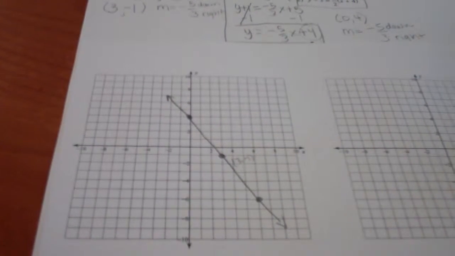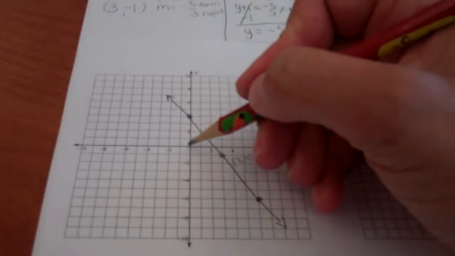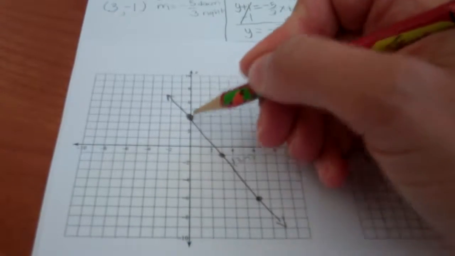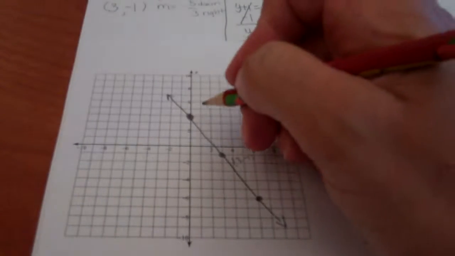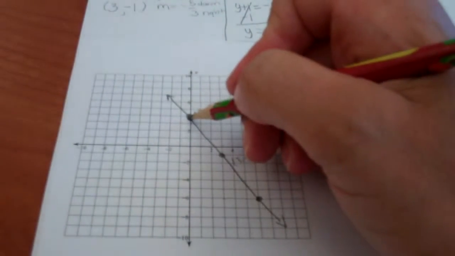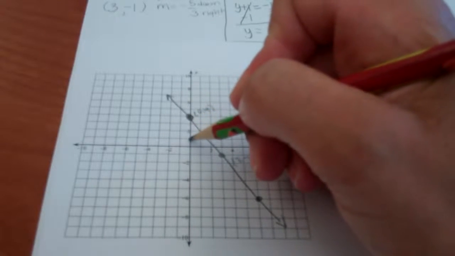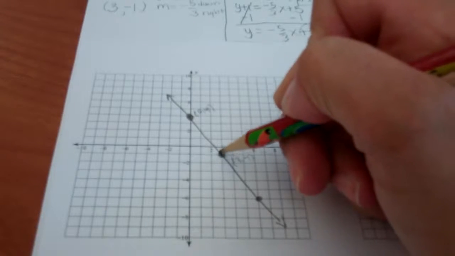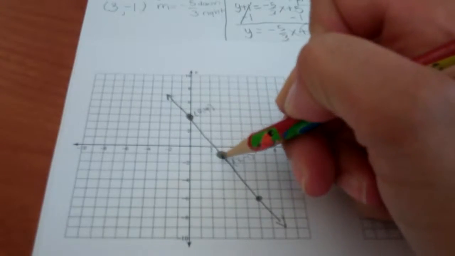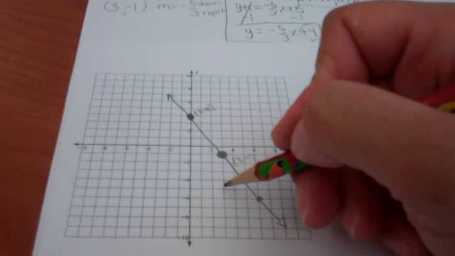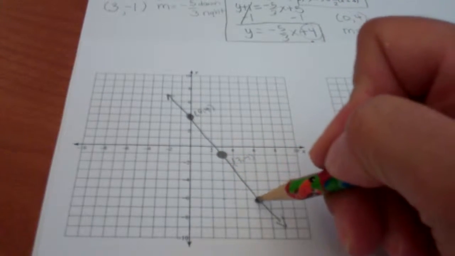Down to the graph, we're going to go to 0, 4: 0, 1, 2, 3, 4. Notice it is a point on our original line. So here's our start point, 0, 4. From our start, we're going to go down 5: 1, 2, 3, 4, 5, and we're going to go right 3: 1, 2, 3. I got another point. Let's make it a little bit bigger. I can do that one more time: 1, 2, 3, 4, 5, 1, 2, 3.